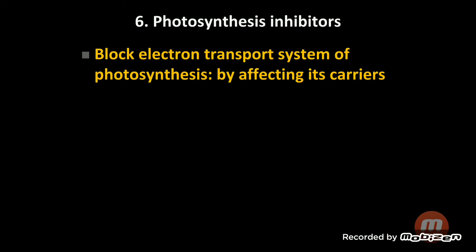Photosynthesis inhibitors block the electron transport chain of photosynthesis. There is photosystem 1, photosystem 2, and we know that there are a number of electron carriers, and finally we produce ATP and NADPH. So, the electron transport chain is blocked by the herbicide by affecting its carriers.